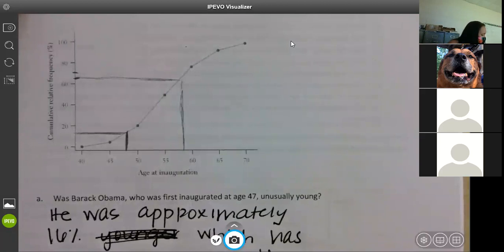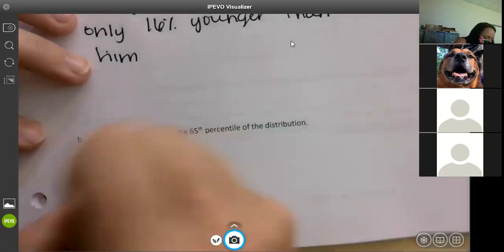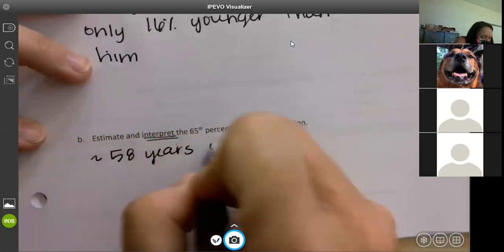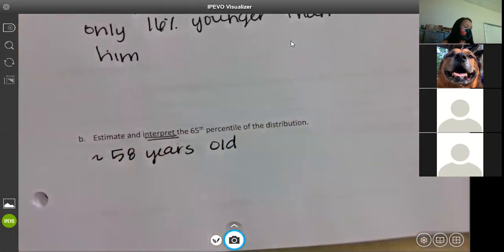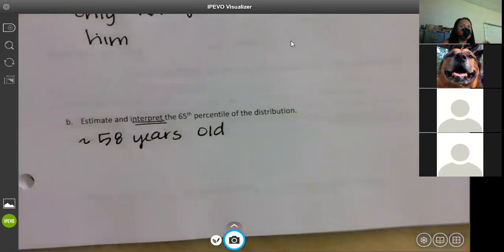Where does that look to be at? Like 58. So here, we're going to say it's approximately 58 years old. Would I have accepted 59 or 57? Yeah, it's an estimate, and it depends on where your line is. If your line looks perfect, then it's going to be there. So interpret this. What does the 65th percentile mean? What does a percentile mean?